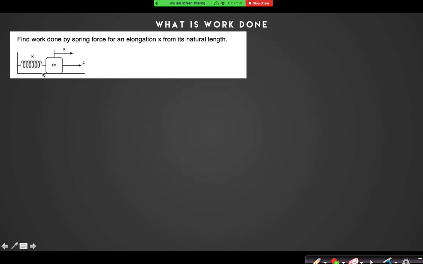A very simple question. Work done by the spring for an elongation x from its natural length. So the spring was in natural length. I have elongated it by x. What is work done by the spring force?